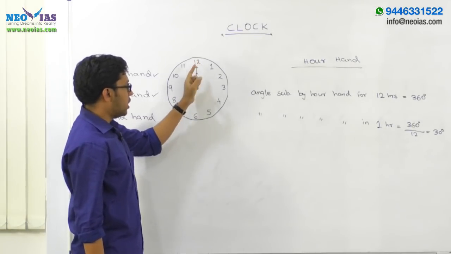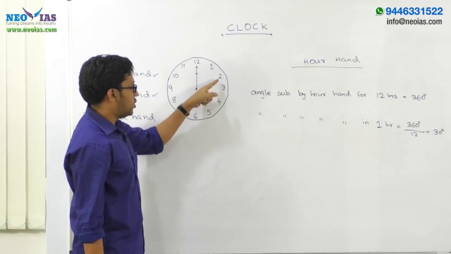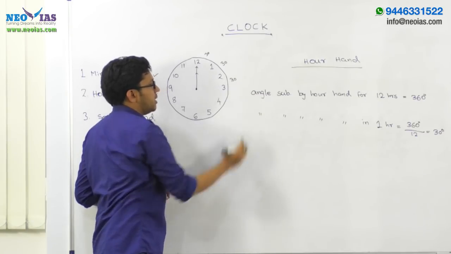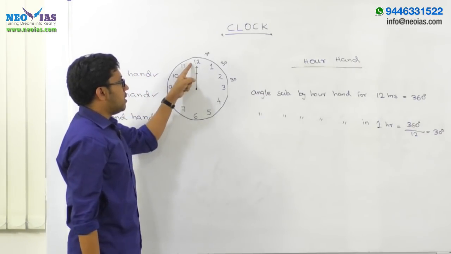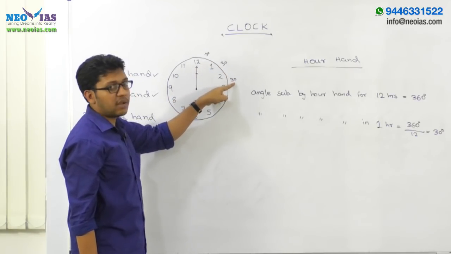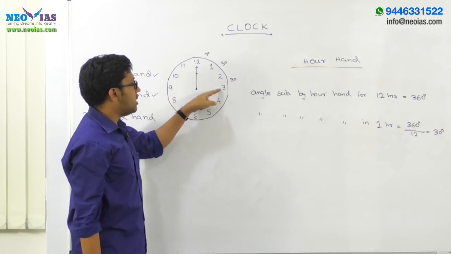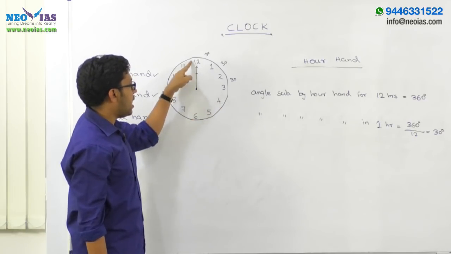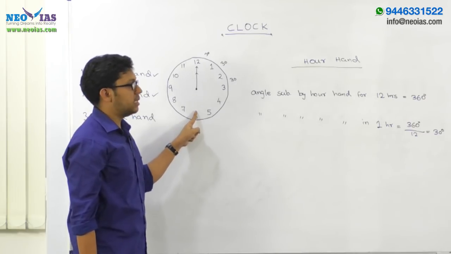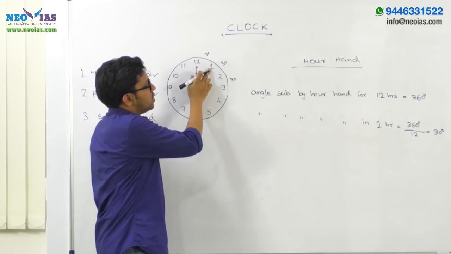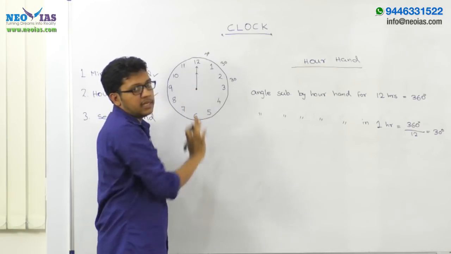That is, the angle between 12 and 1 is 30 degrees, 1 and 2 is 30 degrees, 2 and 3 is 30 degrees. Okay, then what is the angle between 12 and 3? Angle between 12 and 3 is 30 plus 30 plus 30, equal to 90 degrees. Angle between 12 and 4 is 90 plus 30, 120 degrees. Angle between 12 and 5 is 150 degrees, and angle between 12 and 6 is 180 degrees. You have to remember the angle between 2 consecutive digits in a clock is 30 degrees.